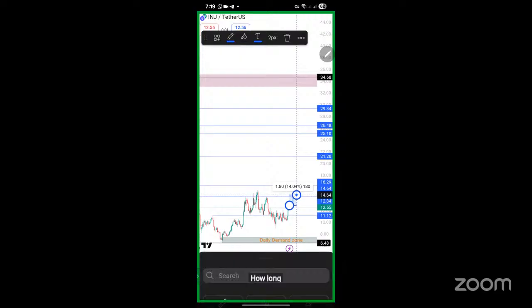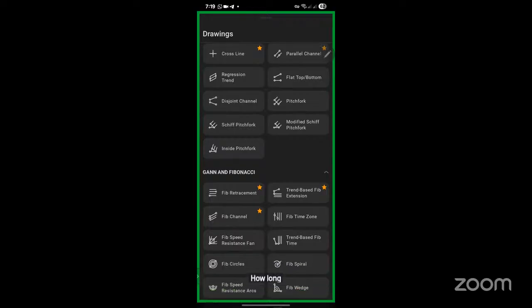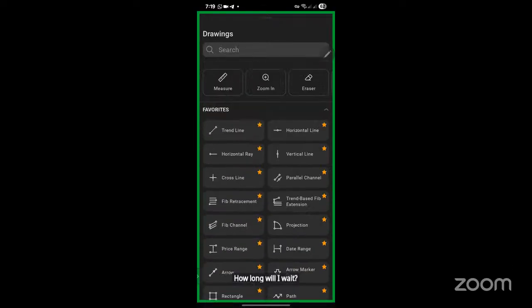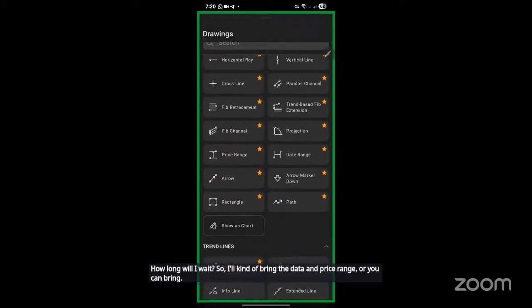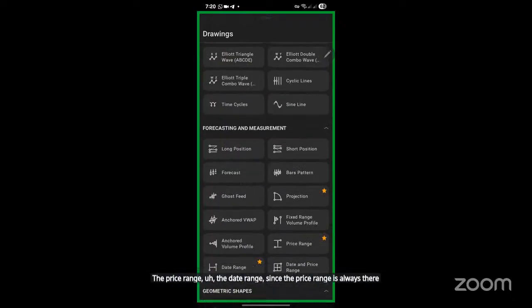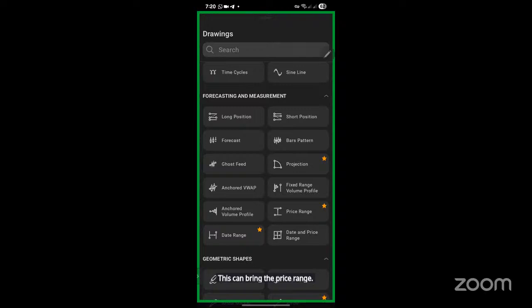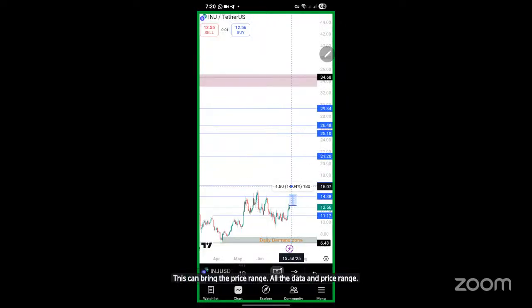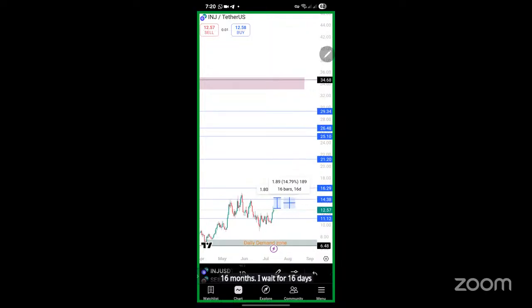How long will I wait for this coin to reach that 12% point? So I can bring the date and price range, since the price range is always there. Bring the date and price range, and you can measure how much time I will wait. 16 bars. I wait for 16 days for my coin to take profit. Why?